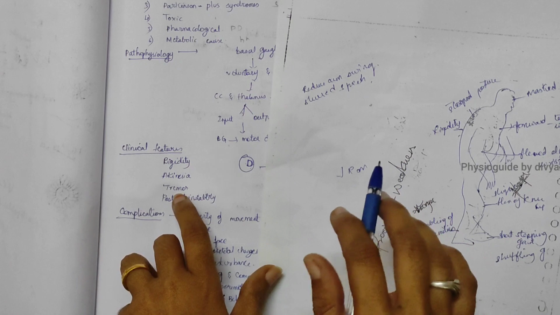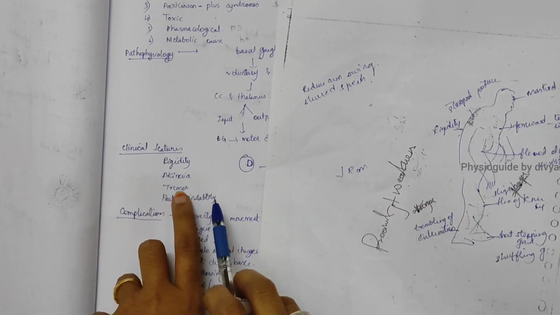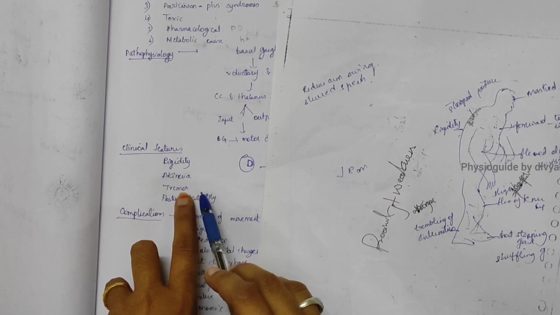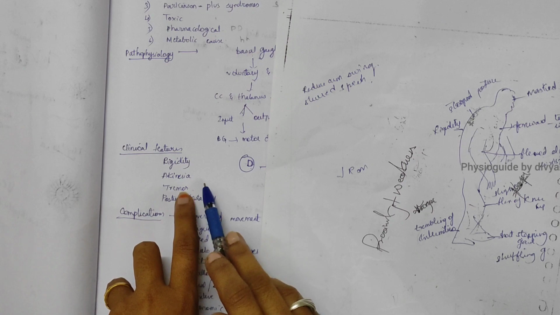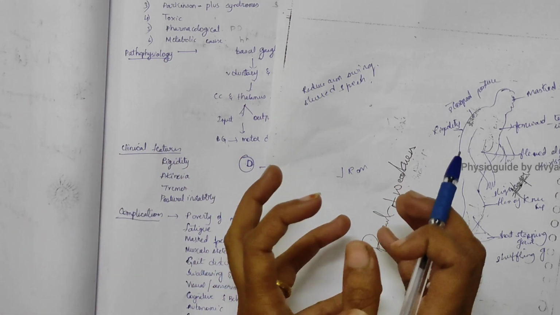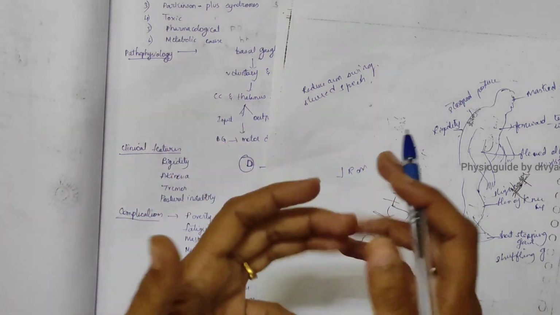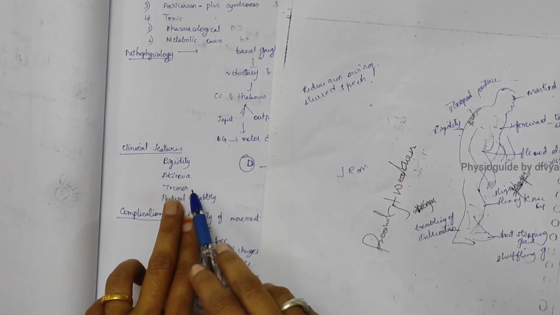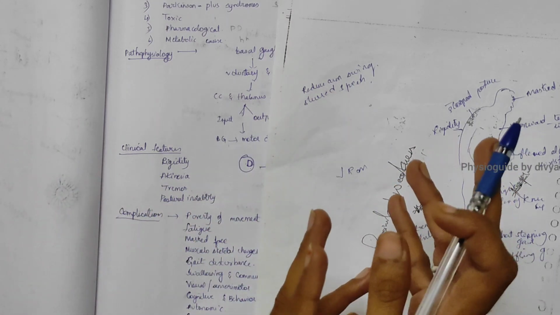Next one, tremor. Tremor means shakiness. These tremors are seen in 50% of Parkinson patients. They are seen more often as resting tremor. Resting tremors are seen mostly, and they disappear while doing any voluntary movements. Some people experience postural tremor also, where they feel tremor while standing.